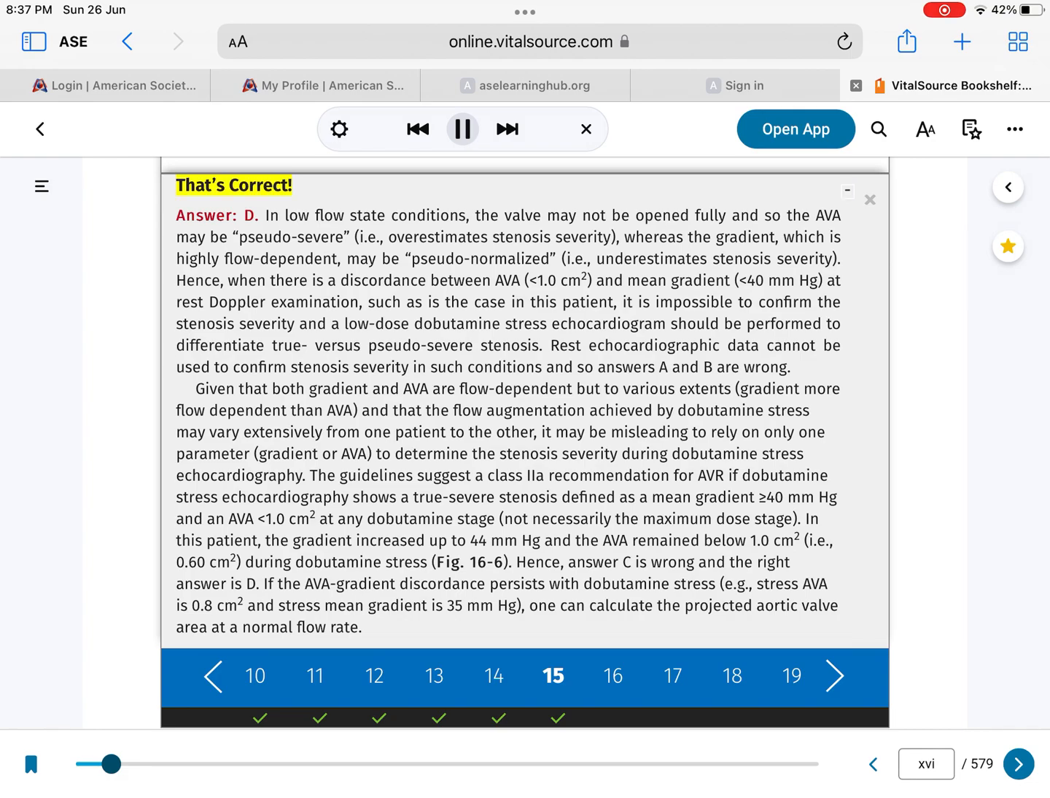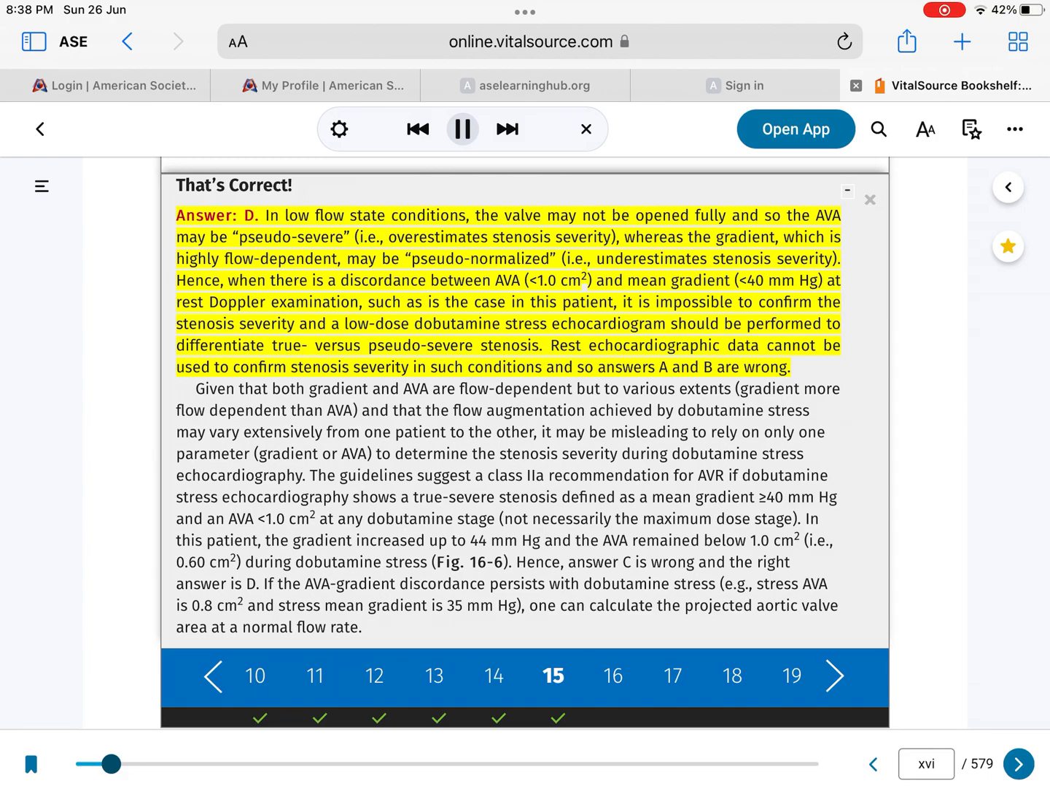Answer. D. In low flow state conditions, the valve may not be opened fully and so the AVA may be pseudo-severe, i.e., overestimate stenosis severity, whereas the gradient, which is highly flow-dependent, may be pseudo-normalized, i.e., underestimate stenosis severity.